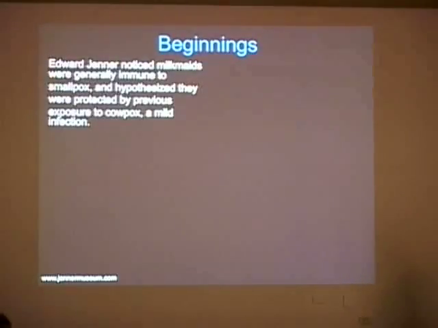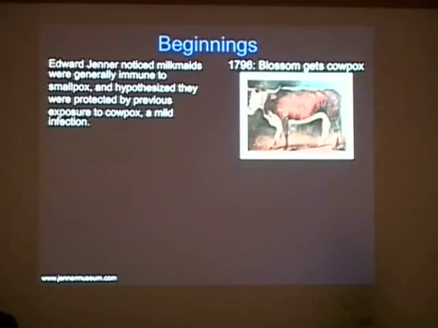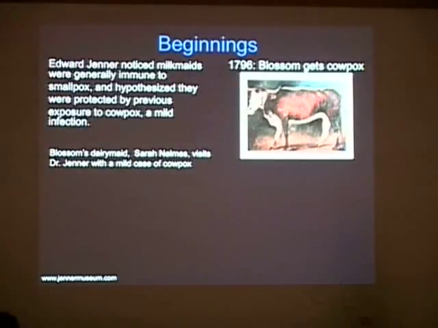Edward Jenner was the person to think of vaccines. And what he noticed is that milkmaids didn't get smallpox. Everybody else was getting smallpox, but not milkmaids. And there was a cow named Blossom in 1796 who had cowpox. And Blossom had a milkmaid, Sarah Nelms, and she got cowpox. And when you get cowpox, you get a little pock. You didn't get what you just saw on the other slides.